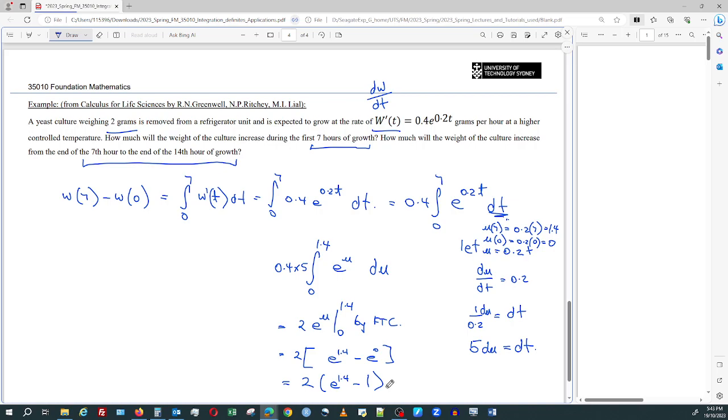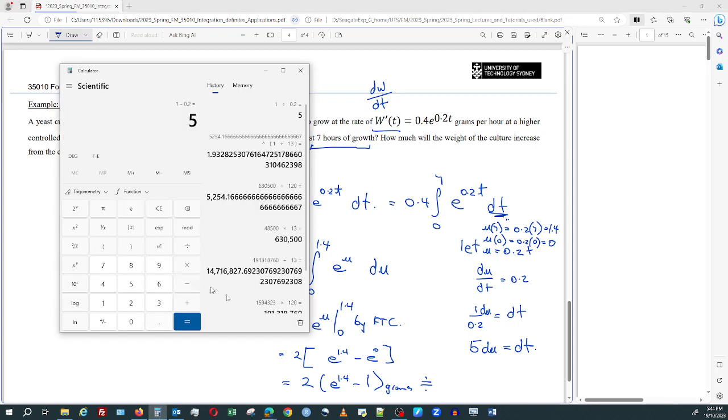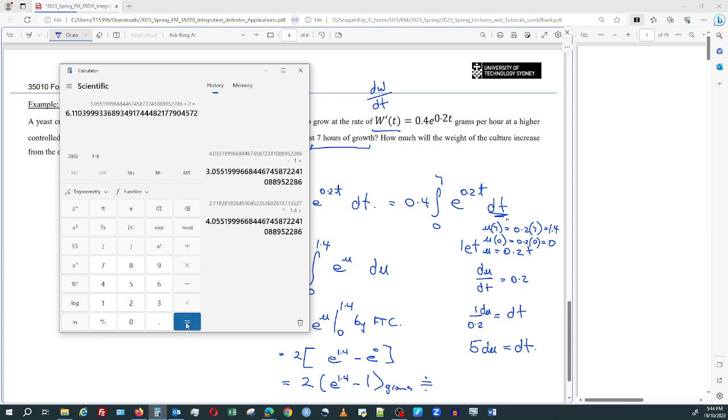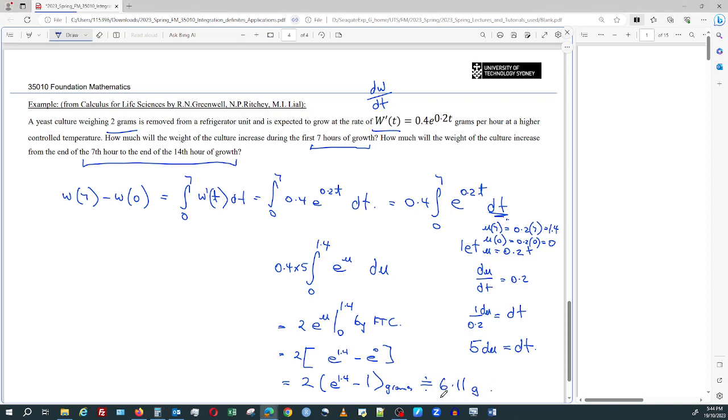Grams. And if you put that in to your calculator, we can do the inside part of the brackets first. So e to the power 1.4. I agree, it's a bit odd. Subtract 1. That's the inside of the brackets done. Now multiply that by 2. And we get 6.11. So we'll call it 6.11 grams. So the increase is 6.11 grams. I'm not encouraging you to do shortcuts anytime because I simply don't think that they're a good idea.